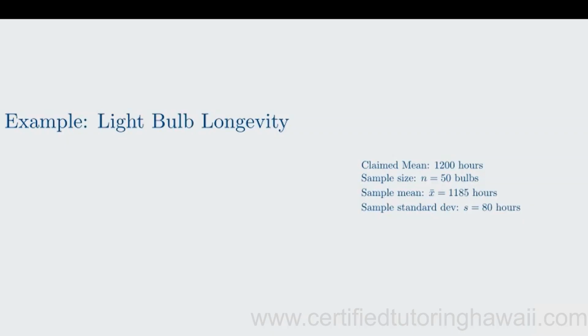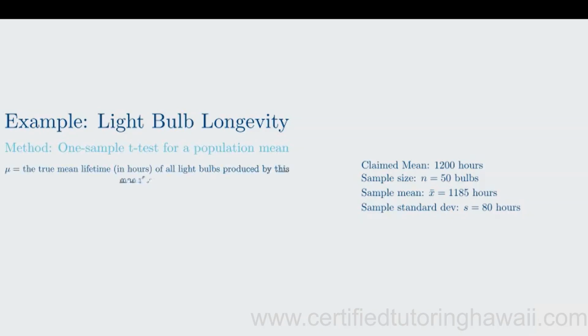First, we identify the method. We have one sample of 50 bulbs, and we do not know the population standard deviation sigma. Thus, we use a one-sample t-test for a population mean. Now, we define our parameter, mu. Next, we establish the hypotheses. The null hypothesis is the manufacturer's claim. The alternative hypothesis is two-sided because the advocacy group is looking for any difference, not just a specific direction.